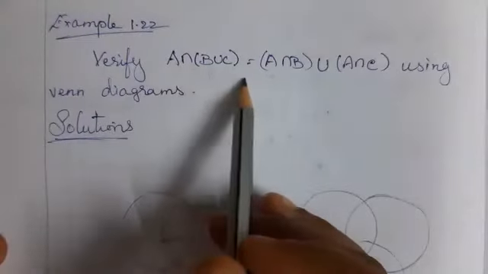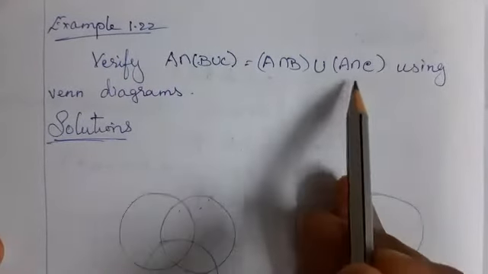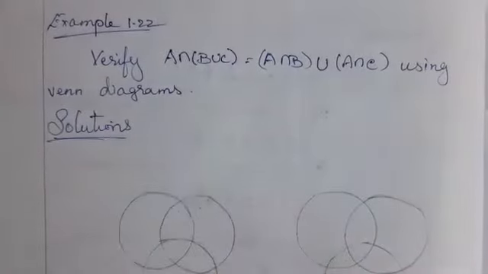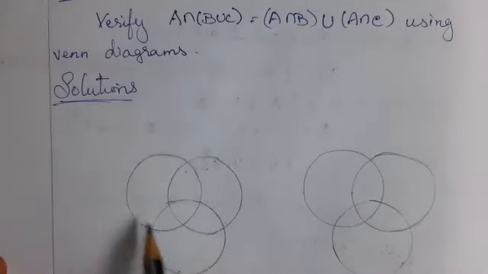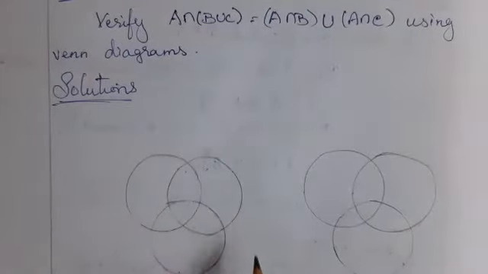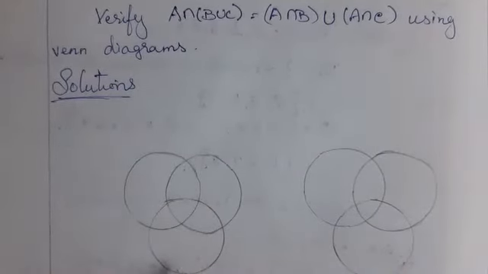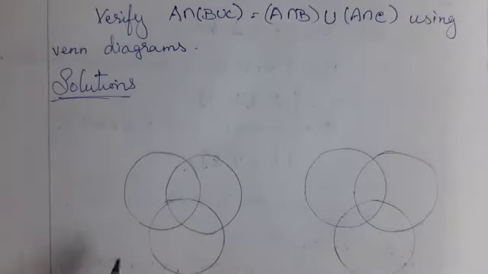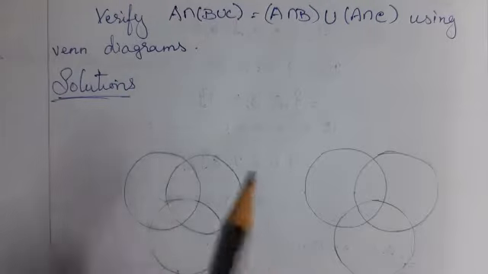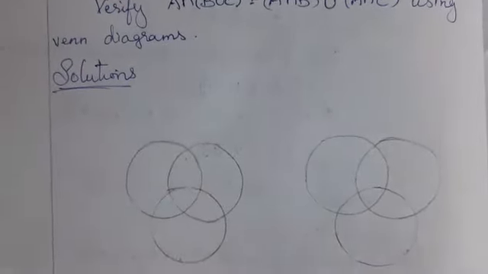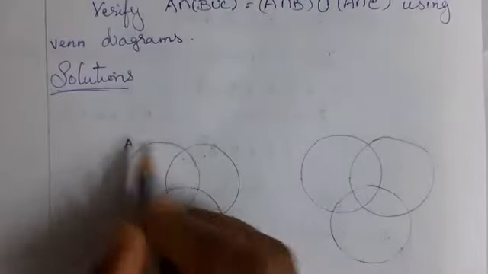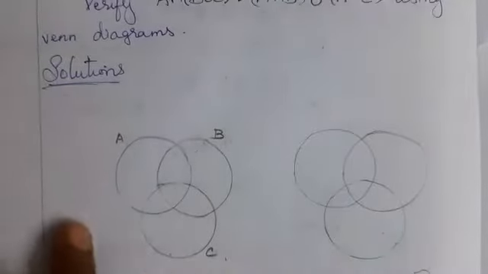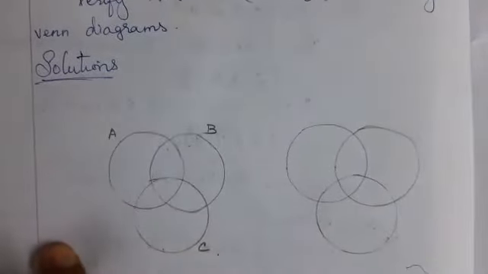Verify A intersection B union C is equal to A intersection B union A intersection C using a Venn diagram. For 3 sets, always draw the circles like this. If you have a universal set, you must put a rectangle box outside this. First one, set A, second, set B, third one, set C. Only if you have a universal set, draw the rectangle box outside of this.